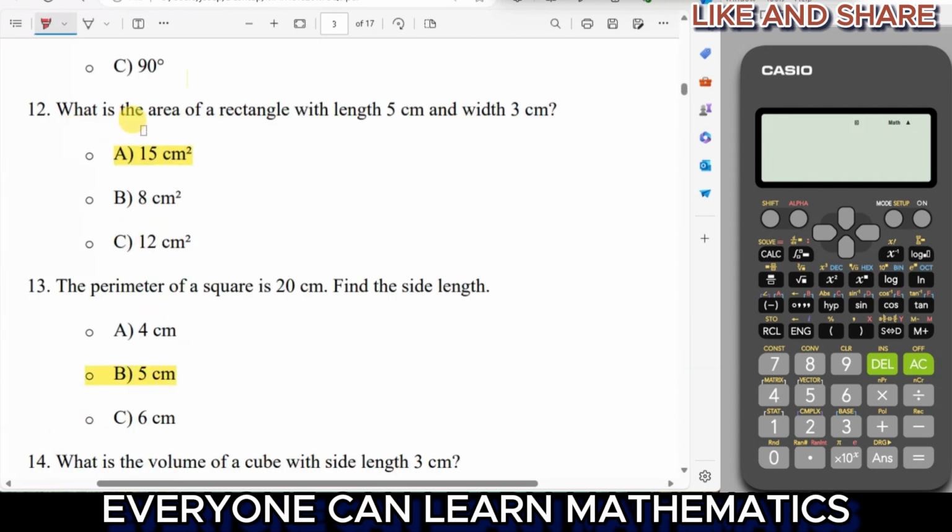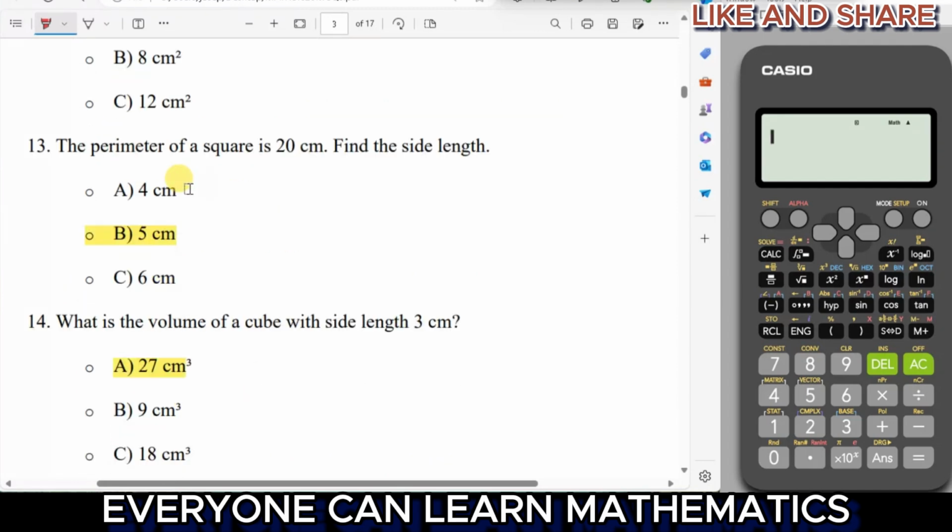Now here, what is the area of a rectangle with length 5 centimeters and width 3 centimeters? So the area of a rectangle is length times width, or length times breadth. So here they have given us the width and the length, so just multiply it. So 5 times 3 will give me 15. So which means the correct answer here is A.